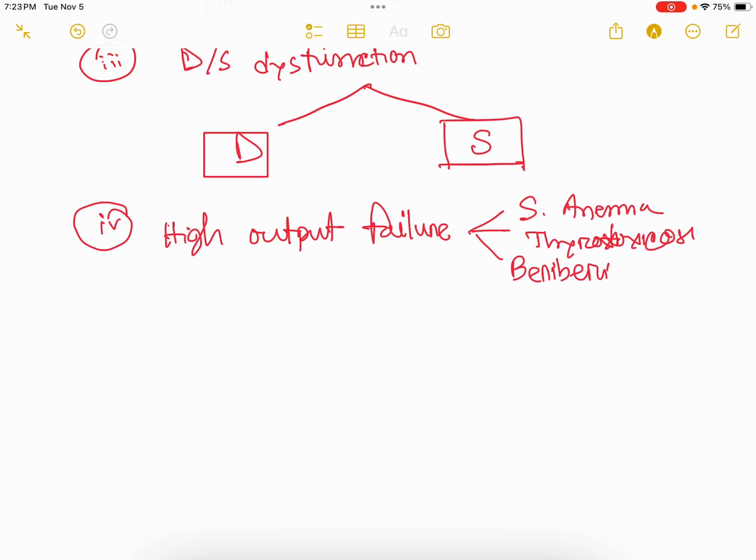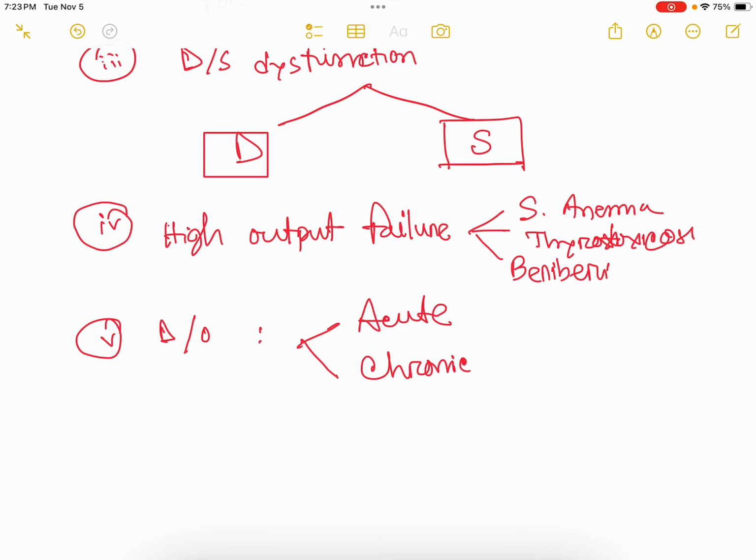Based on duration and onset of heart failure, it is of two types: acute heart failure and chronic heart failure.